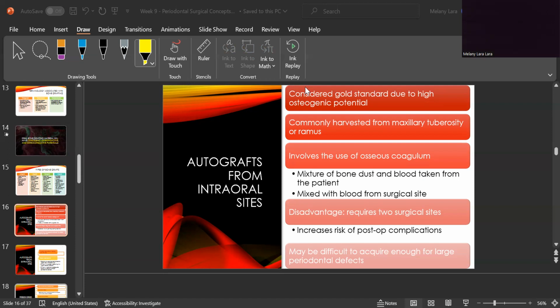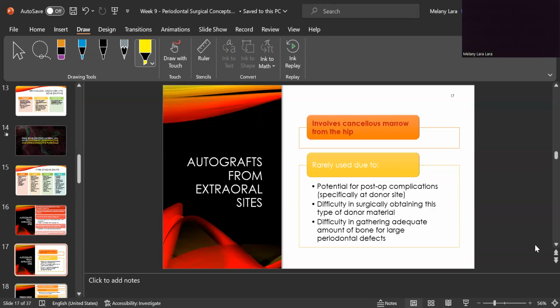Questions on the autografts from intraoral? Extraoral, these ones you don't really run into, okay? Because taking an autograft from an extraoral site even further increases the risk of complications after surgical intervention. So autografts from extraoral sites, when you do see them, most of the time it's taken from the hip, right?